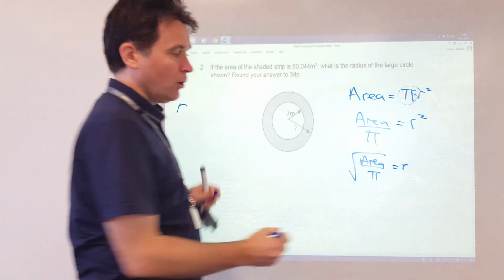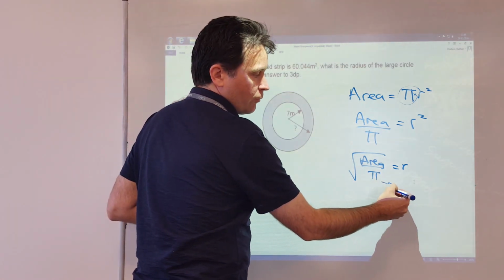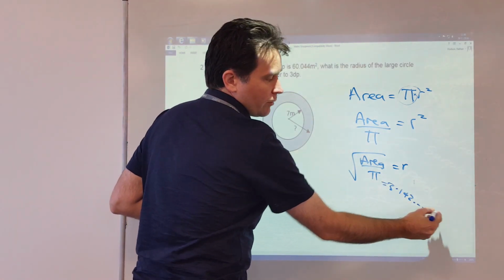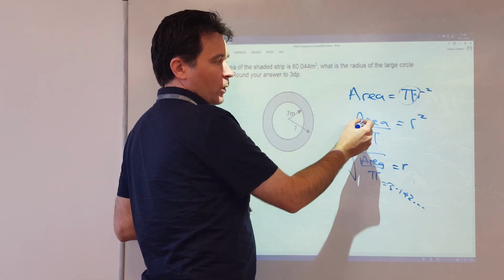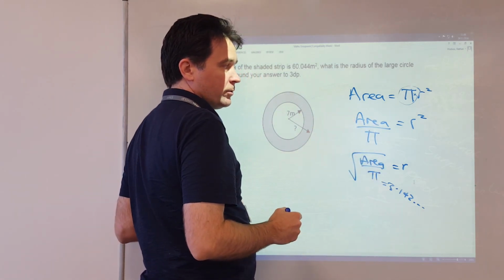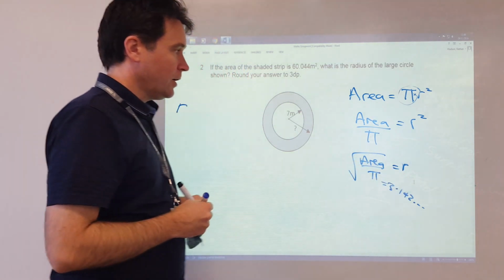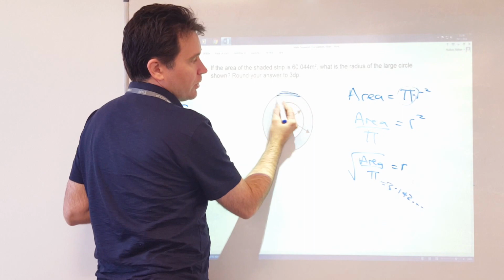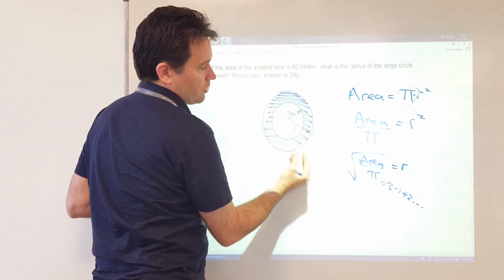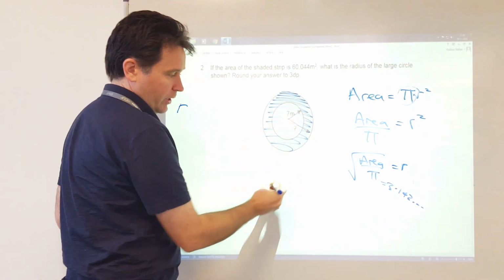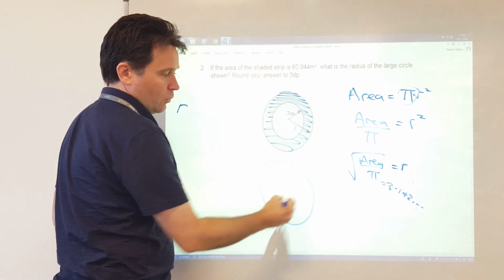That's all well and good. We know what pi is. It's 3.142, whatever your calculator says. We don't know what the area is, but if we did, we'd be able to find out what the radius was. Now we need to find the area of all this big circle. So pretend this isn't there at the minute, it's just a big circle like that. What's its area?